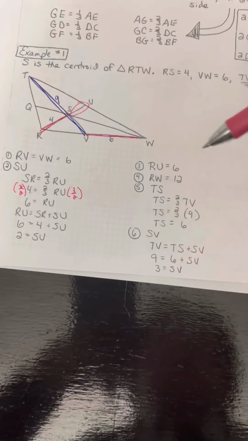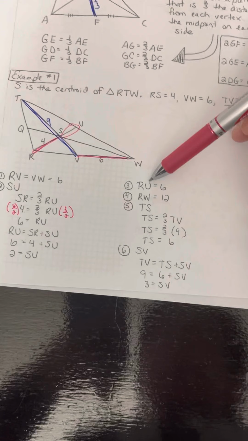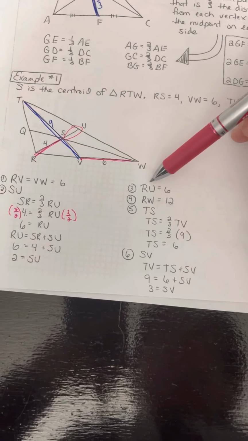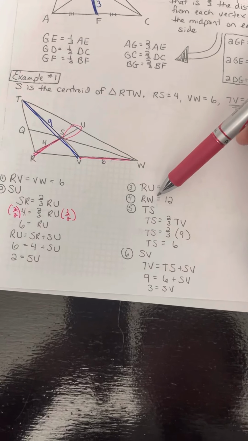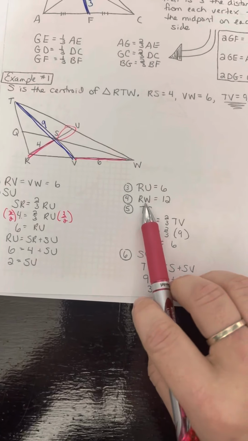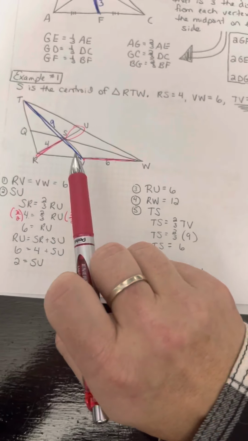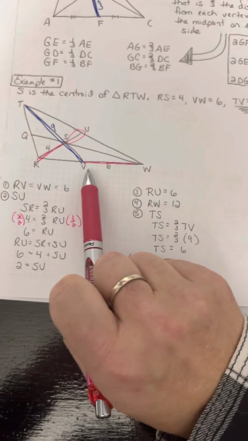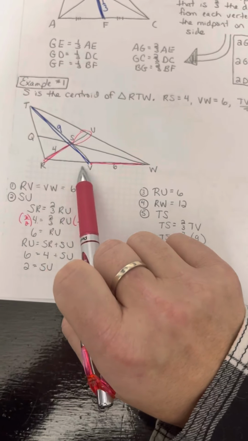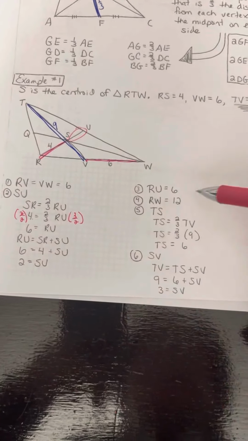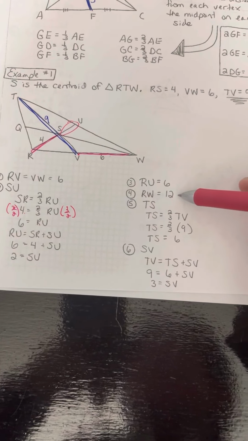Moving on, we're asked to find RU, which I actually just found, so I'm not going to go over that one again. RW. RW is 12 because we know that V is a midpoint, and if VW is 6, RV also has to be 6, which means the entire length is 12.